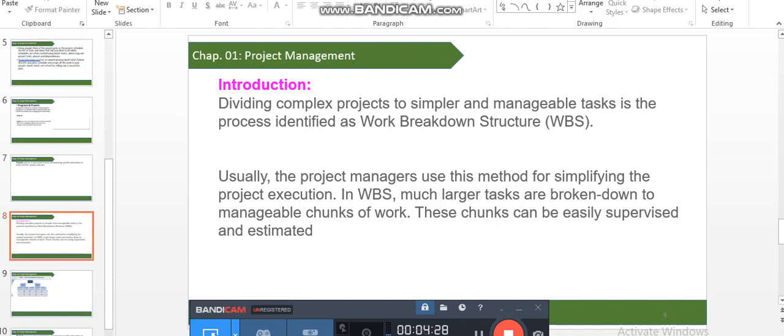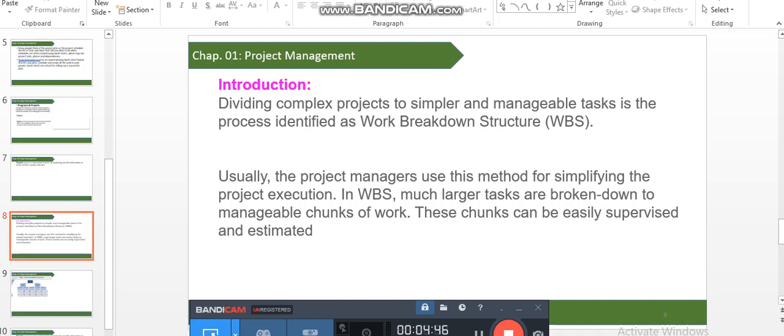In decomposition, the 100% rule: the total of the work at the lowest level must roll up to the higher level, so that nothing is left out and no extra work is completed.